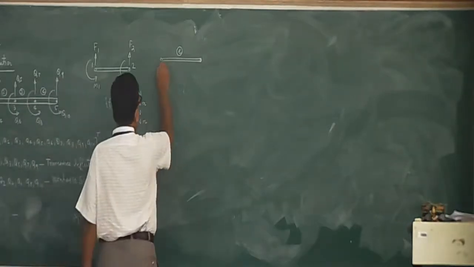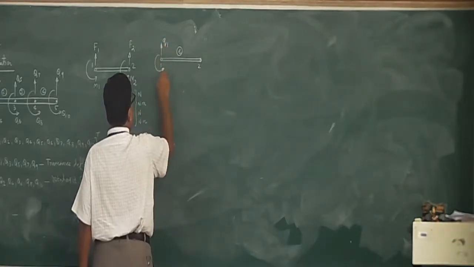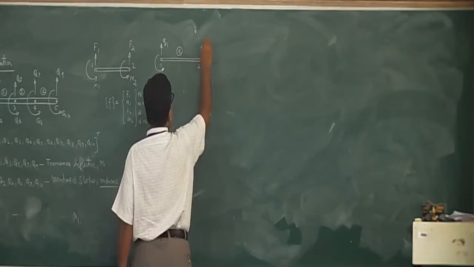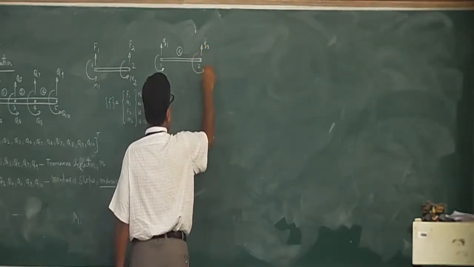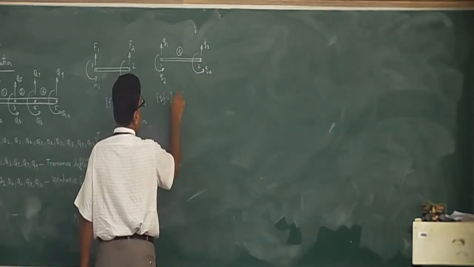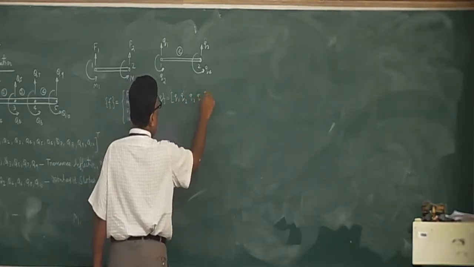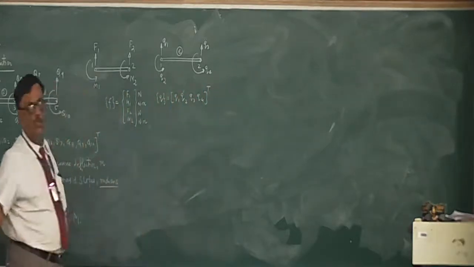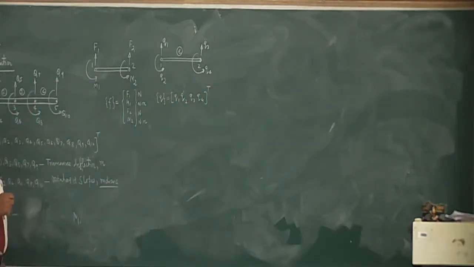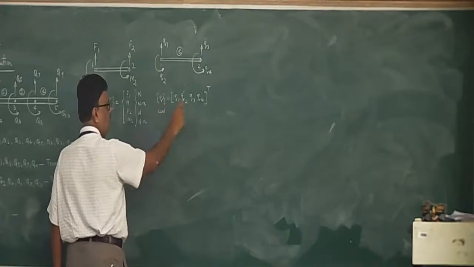There are two local nodes, 1 and 2, and always we take the degrees of freedom associated with them as small q1, small q2, small q3 and small q4. Please remember, the element nodal vector is always going to be q1, q2, q3 and q4 transpose. Out of this, q1 and q3 are the elemental transverse deflections, and q2 and q4 are the elemental rotations or slopes. Therefore, always remember, 4 degrees of freedom are associated with every element.